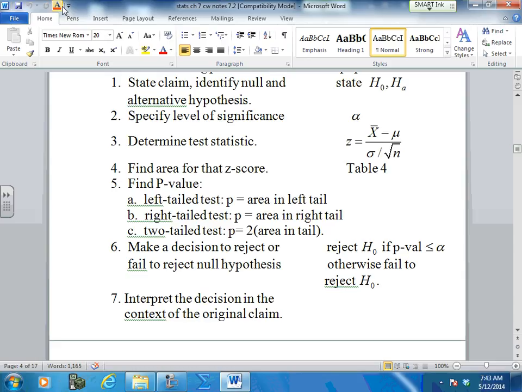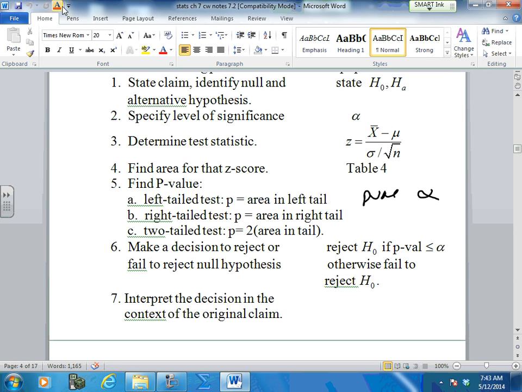Then by that, we make a decision. We test the p-val against your level of significance. If your p-val is less than or equal to your level of significance, we reject the null. If not, we fail to reject the null. Those are the only 2 decisions we can make. Reject the null or fail to reject the null. Then we use that chart and we interpret your decision based on that chart.